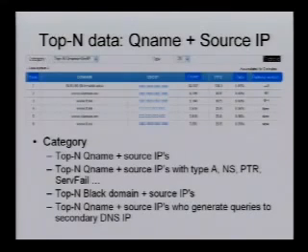combinations of queries to black domains and source IPs. These black domains are defined by the Korea Information Security Agency. Currently, the number of black domains is 5,000.